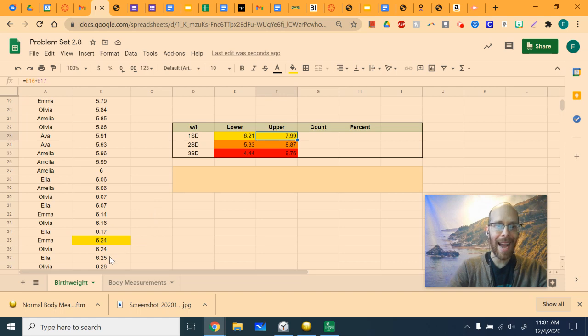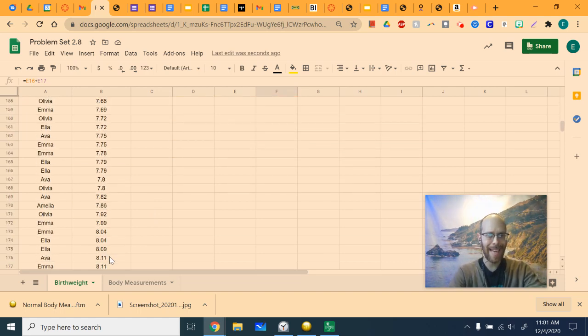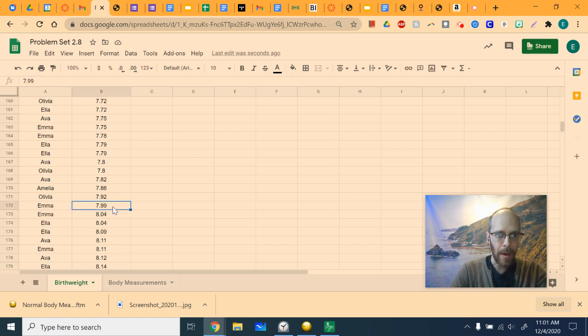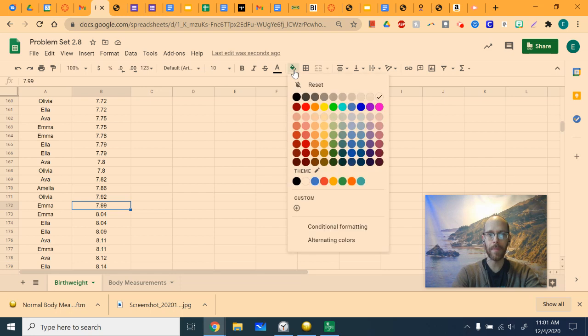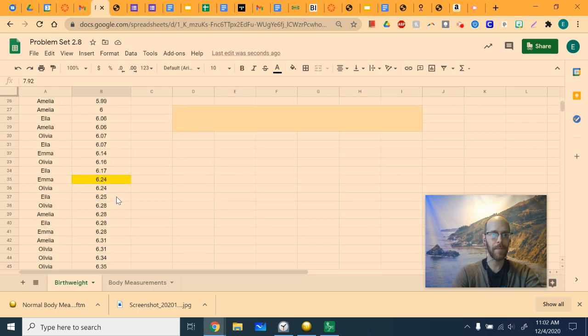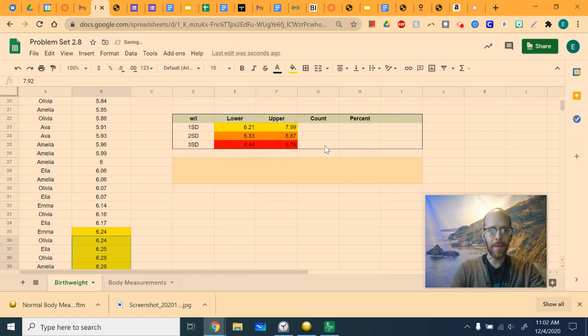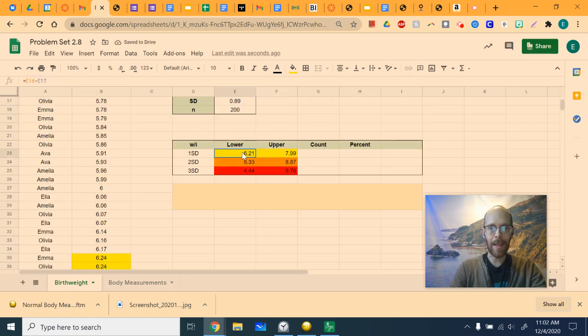Now, 7.99 is the upper bound of the interval. So I'm going to go down to where 7.99 would be. That's right here. If it is right on the bubble, include it in the interval. So that's in the interval, and so is everything in between. So what I've done here in yellow is I have highlighted all of the babies whose weights fall in this interval between 6.21 pounds and 7.99 pounds.